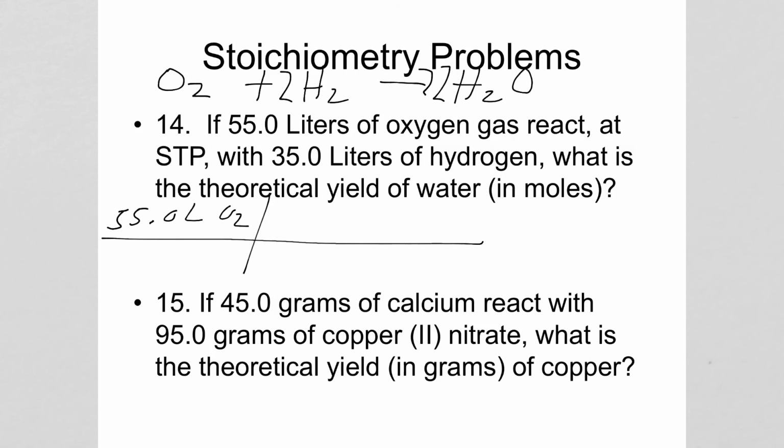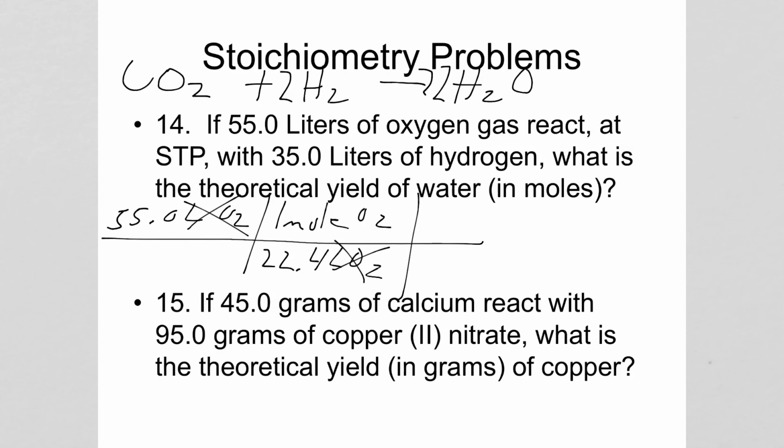Like always, we're usually going to convert our given to moles if it's not already in moles. Since we're at STP, there's 22.4 liters of any gas in 1 mole of that gas. Our next step is almost always to use the mole ratio. We're trying to figure out how much hydrogen we need to go with 55 liters of oxygen.